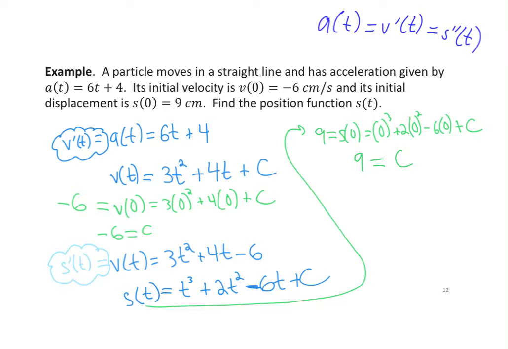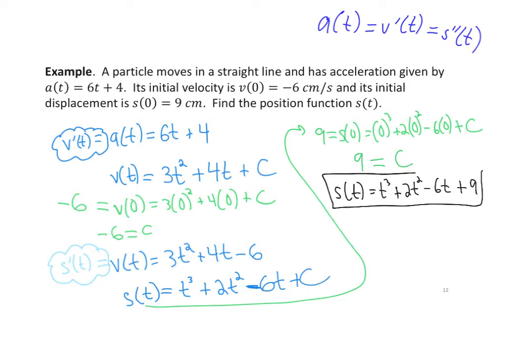And so our final answer is going to be s of t is equal to t cubed plus 2t squared minus 6t plus 9. And this is the specific position function that relates to this set of initial conditions and this acceleration function.